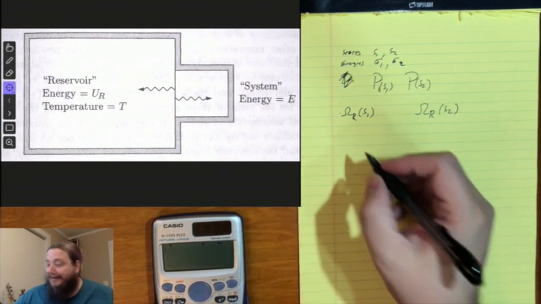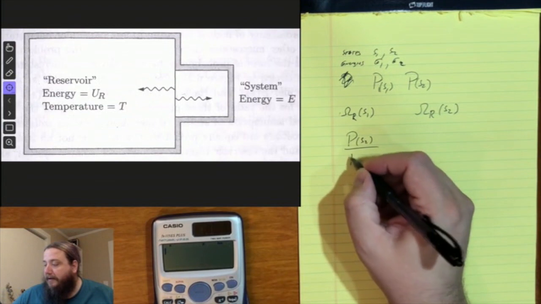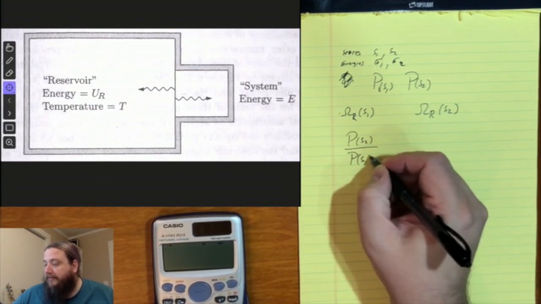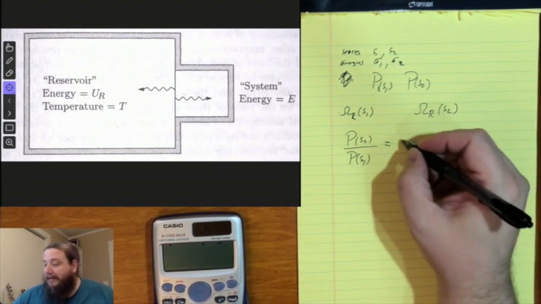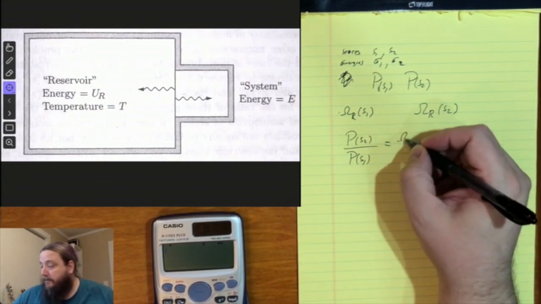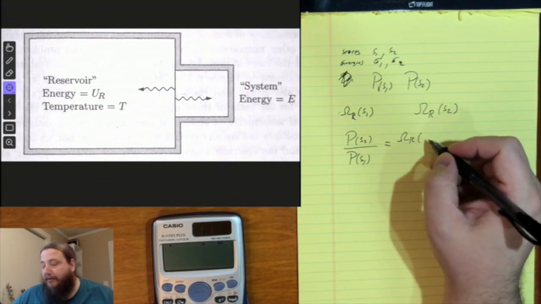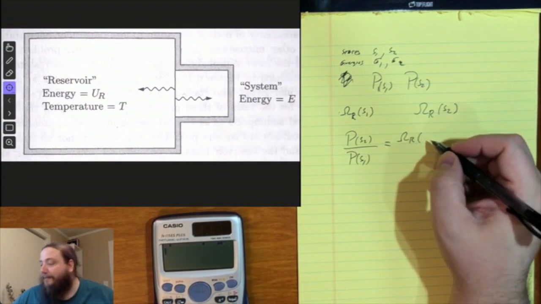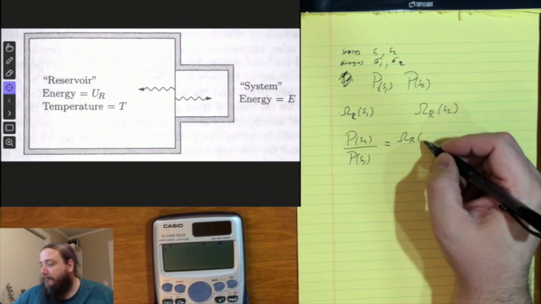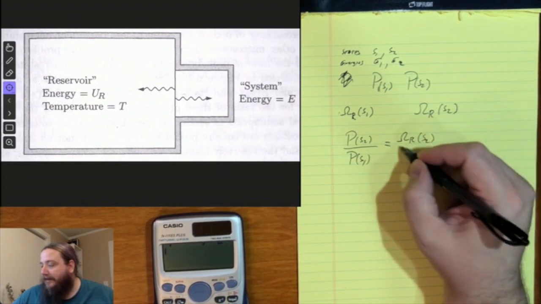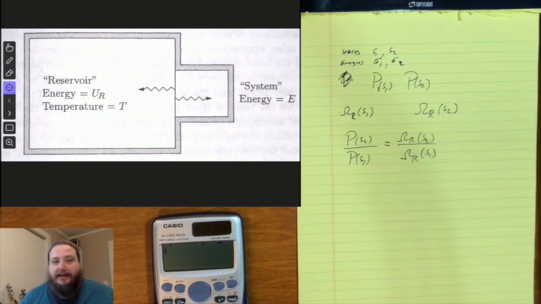So that the probability then of being in state 2 divided by the probability of being in state 1, in other words, the relative probability, is just going to be the ratio of those two multiplicities: the multiplicity of the reservoir when we're in state 2 divided by the multiplicity of the reservoir when we're in state 1.